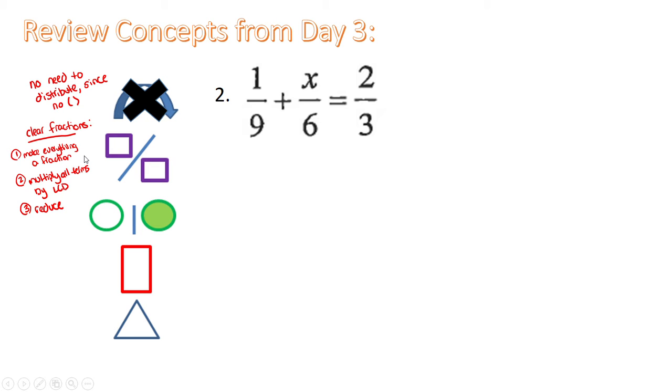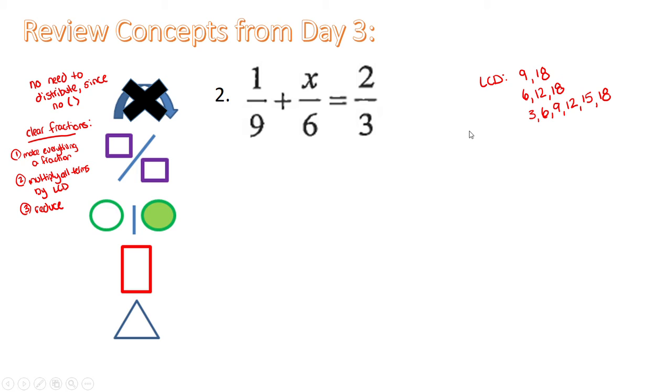Its first step is to make everything a fraction, which right now everything is a fraction. Second step is to multiply all terms by the LCD. So I need to figure out what the LCD is. If I look at my denominators, I have 9, 6, and 3. So if I make a list, always start with your biggest number, whatever your biggest exponent is. And 6 doesn't go into 9, but 6 does go into 18, which is what 9 times 2 is.